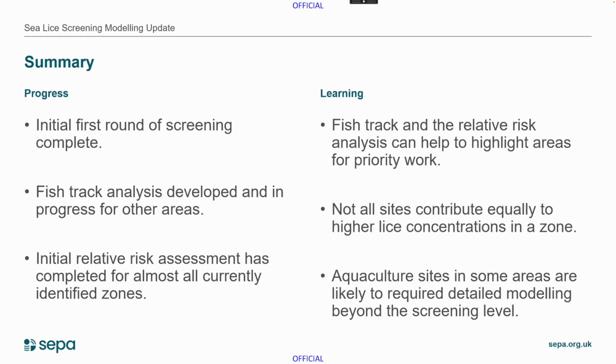I think it's clear that the modelling is at a certain scale, which is not very small and not always appropriate to the very detailed information that we need. And it is true that some aquaculture sites, particularly in the areas where we're looking at the highest risk from screening, are going to require detailed modelling beyond the screening level.